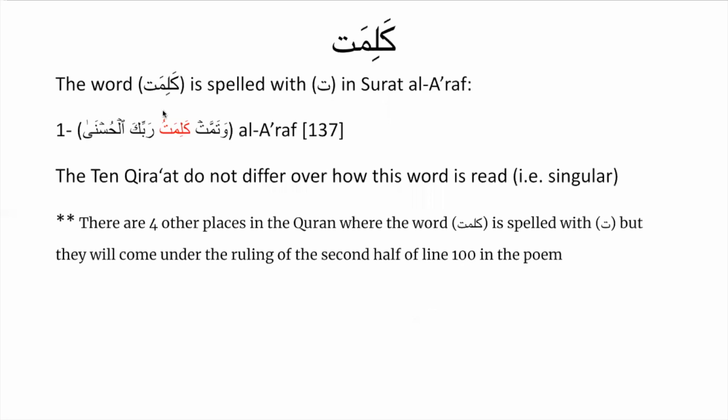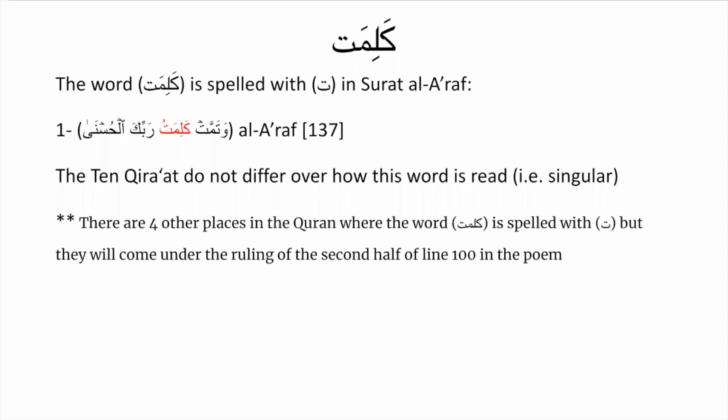So he says kalimat awsat al-a'rafi, the word kalimat in the middle of Surah Al-A'raf. So in Surah A'raf, ayah 137, the ayah is وَتَمَّتْ كَلِمَةُ رَبِّكَ الْحُسْنَى, and it's spelled with a ta. And the 10 qurra do not differ over how this word is read. They read it with singular. They say kalimat. All of them say kalimatu rabbika.